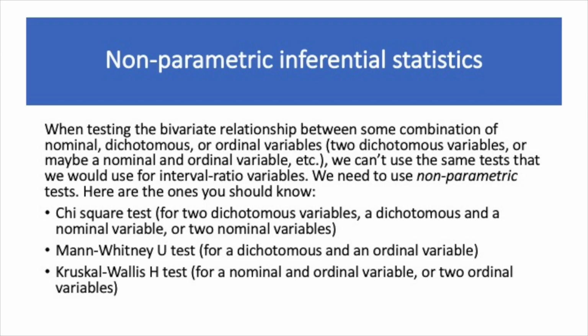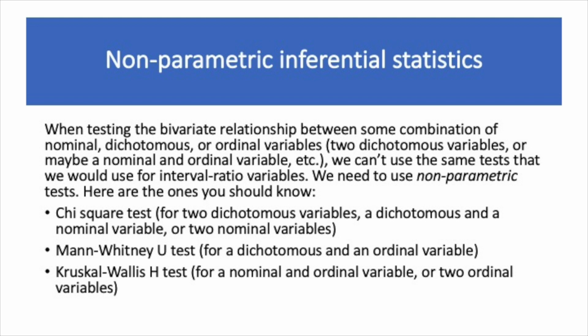Let's move on to non-parametric inferential statistics. Non-parametric inferential statistics exist because we can't use the same tests. We can't use a t-test or an ANOVA when we don't have an interval ratio variable, because we can't make the same assumptions about the distribution of our variables. And therefore, we need some different statistical tests that we're going to use when we have combinations of perhaps nominal variables, ordinal, dichotomous, those that are not interval ratio. Okay?